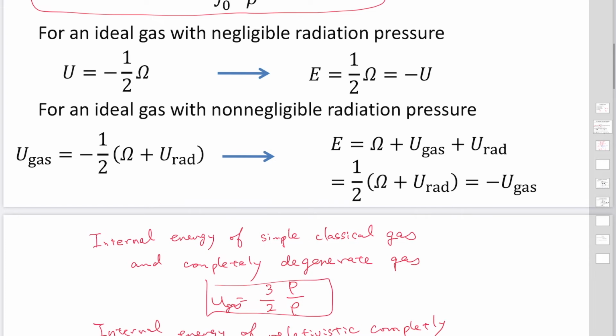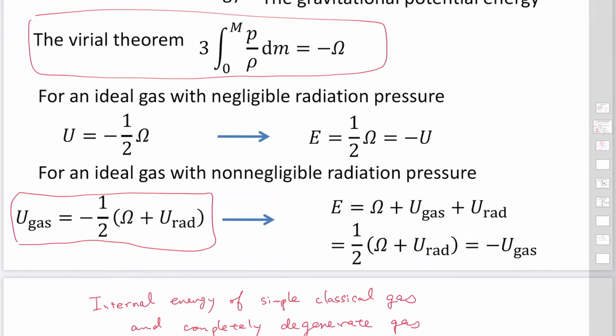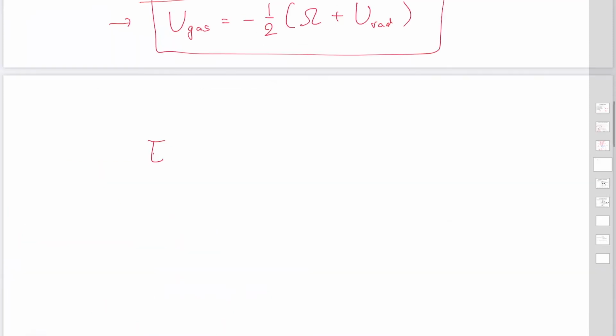So I have explained this case. In the case of negligible radiation pressure, you can say U_rad is 0. Then we have this relation. Then the total energy is U plus omega.